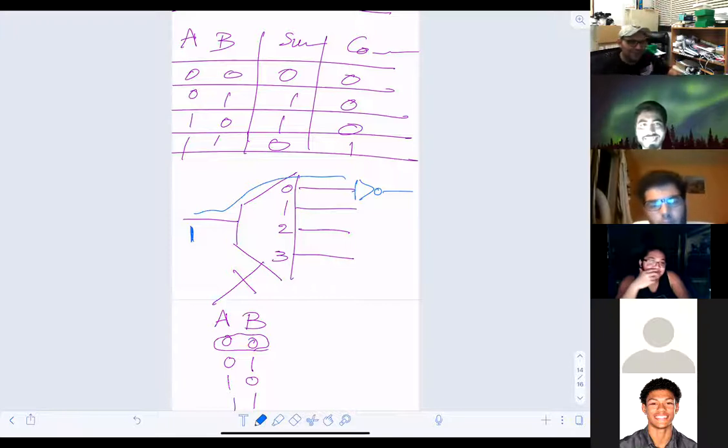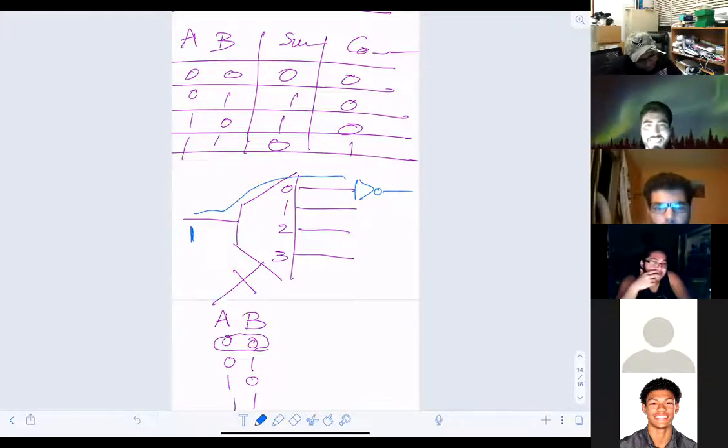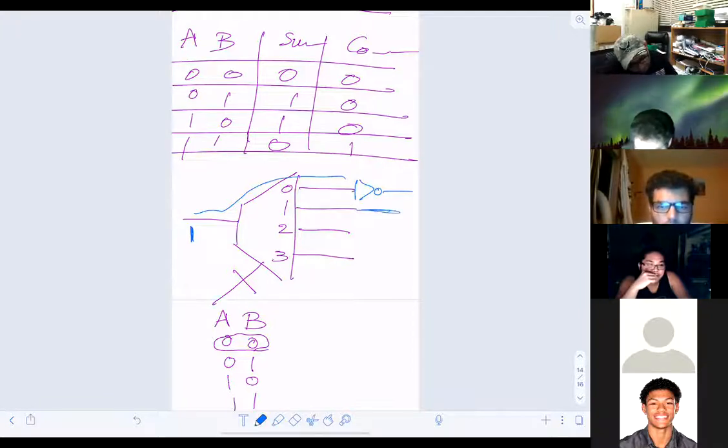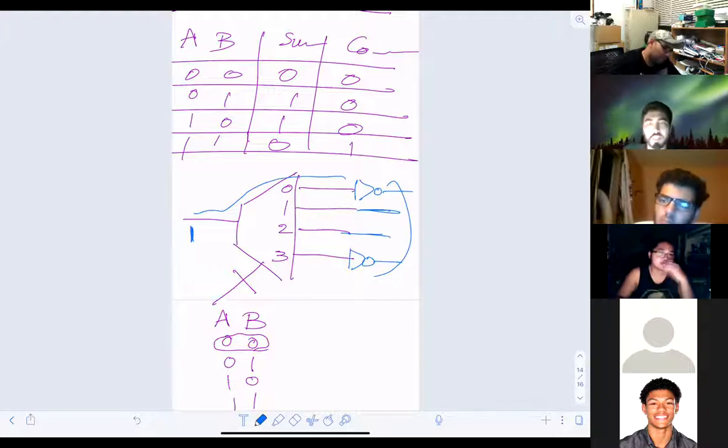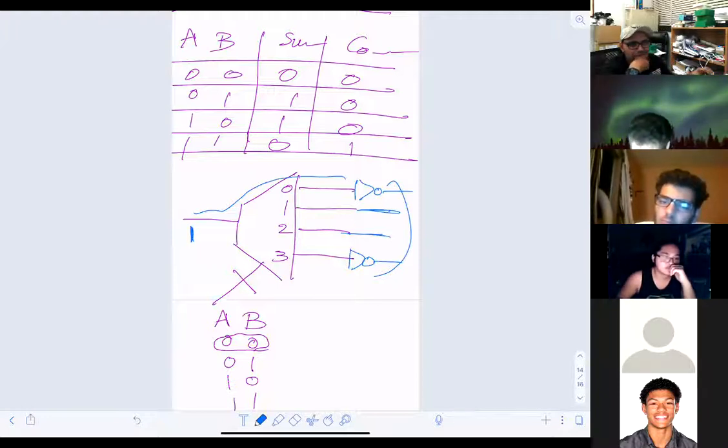Now let's go to the second one. It has to be 1. Take 1. It has to be 1. Take 1. It has to be like this. Then take all of this, put it in an OR gate, and you get the sum. Are you guys following me? Yes. Sounds good, right?